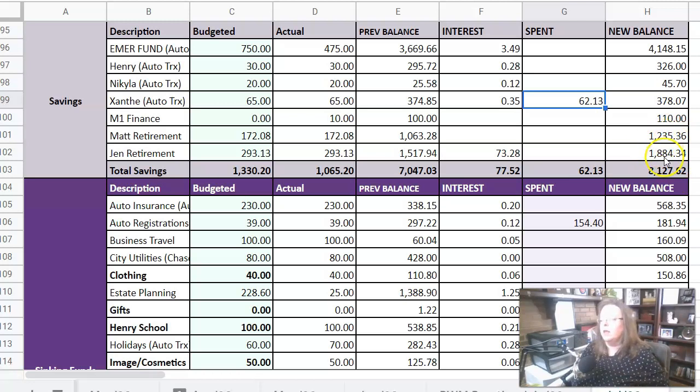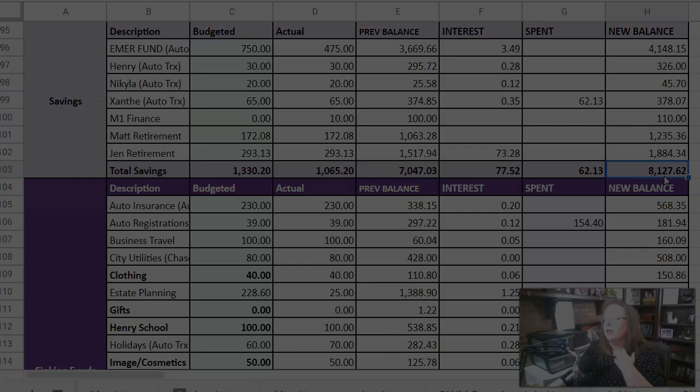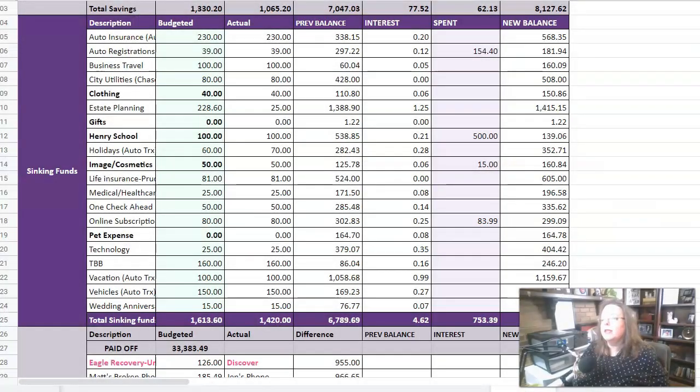Not nearly enough, but we have way more than this. So our new balance for all of these is $8,127. Okay, so next up is our sinking funds.